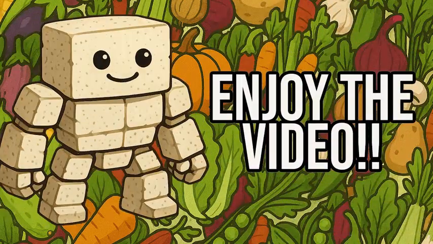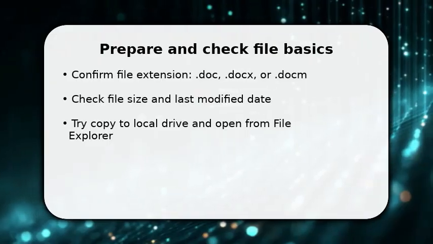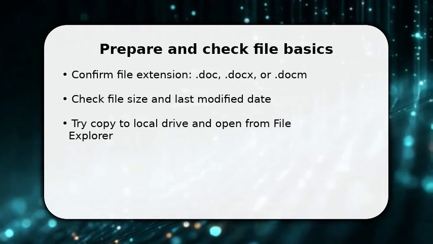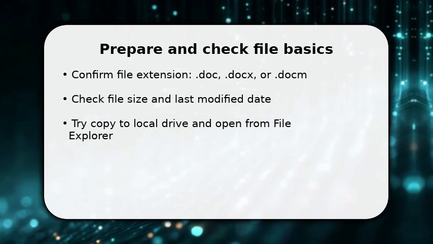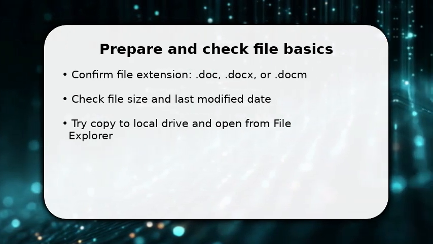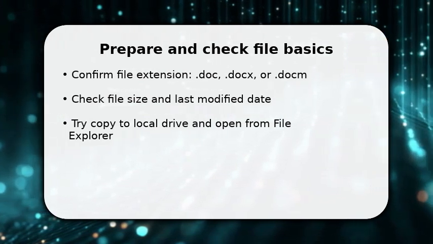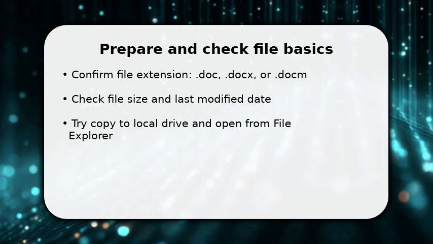Please enjoy the video. You begin by isolating the file. That reduces variables. First, verify the extension. Word won't open a mismatched format. Once done, copy the file to your desktop and attempt to open it from File Explorer so network problems are excluded. Make sure Word and Windows have recent updates.